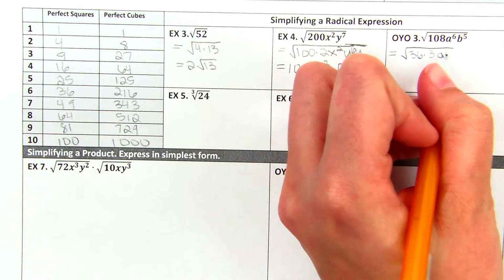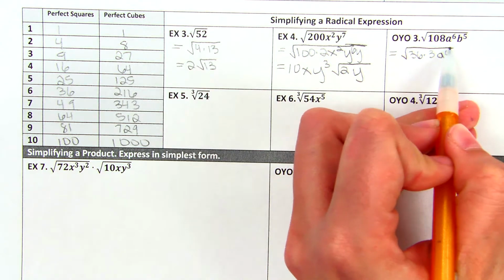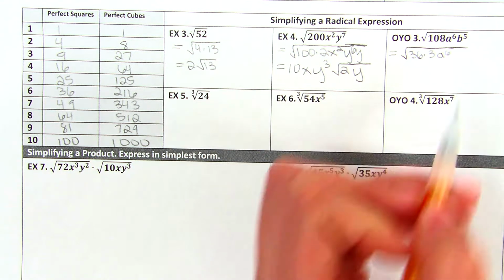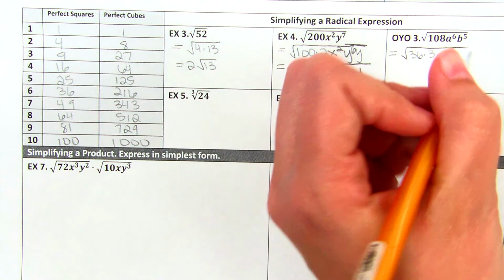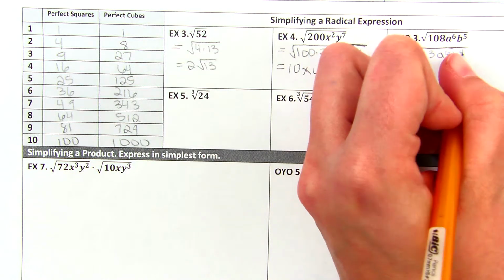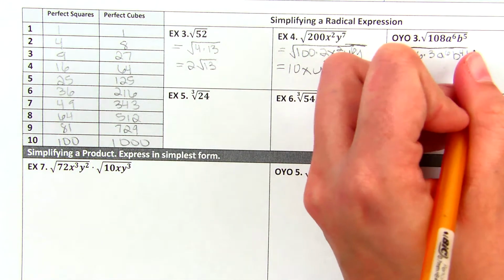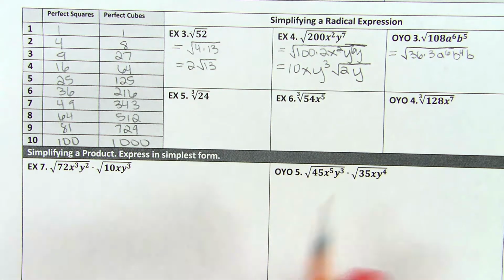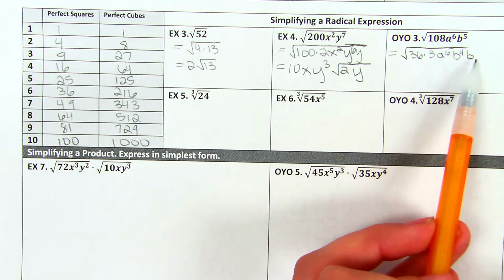So we leave it a to the 6th. We know we'll be able to take the square root of that. Now with b to the 5th, 5 is not a multiple of 2. So we want to think of the largest multiple of 2 that is less than 5. That is going to be b to the 4th. How many b's were left? 1. Now think about this. B to the 4th times b is b to the 5th. So all we've done is rewritten this.